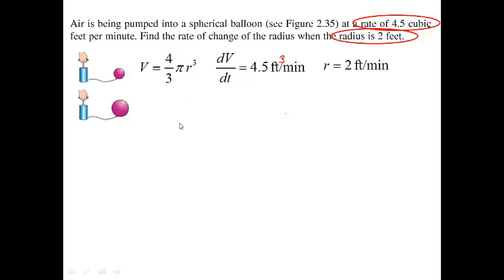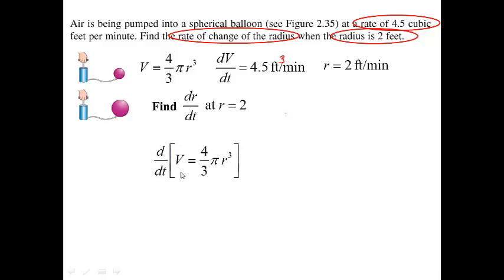So now we're going to find the derivative. What are we trying to find? We're trying to find the rate of change of the radius. So we're trying to find dr/dt when r is equal to 2. Take the derivative of V, the volume formula. On the left side we have dV/dt equal to, I'm going to move that 4/3 out of the way, 4/3 pi. Take the derivative of r cubed, which will be 3r squared dr/dt.